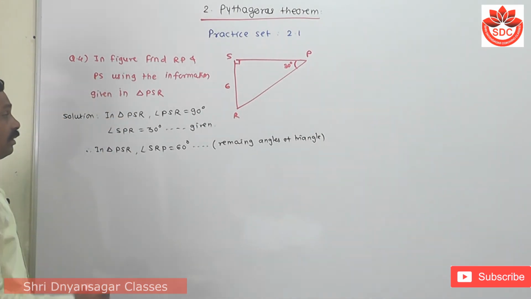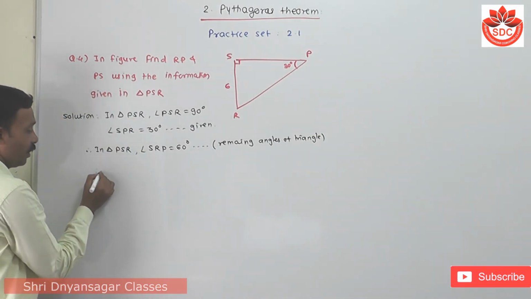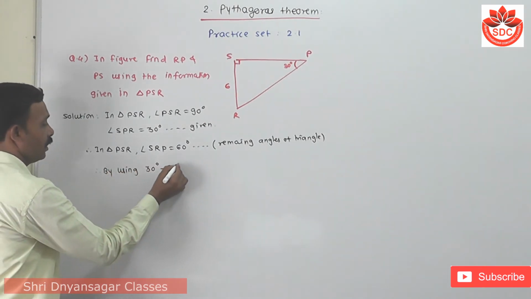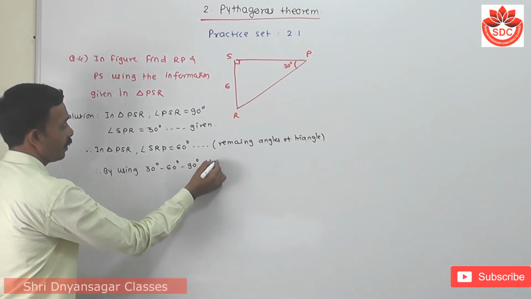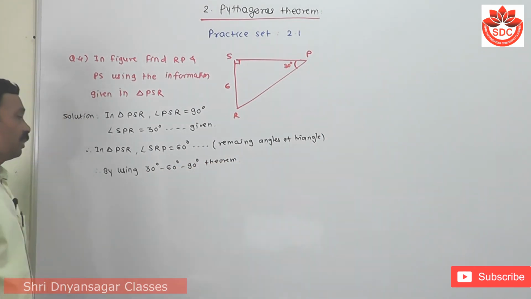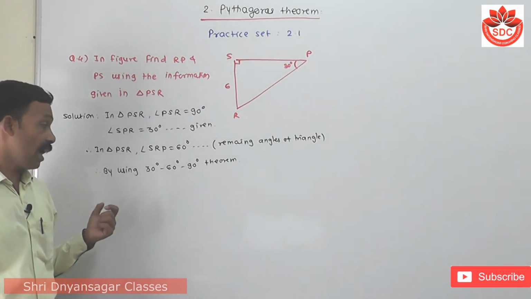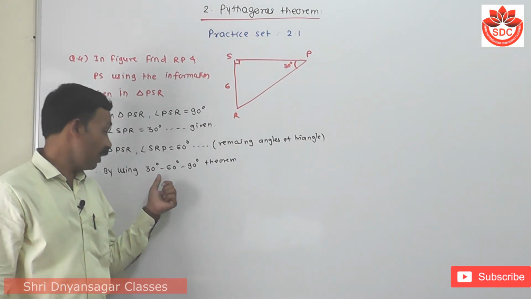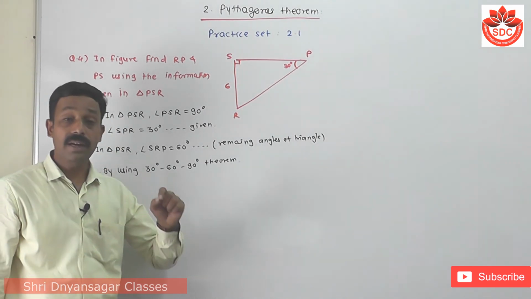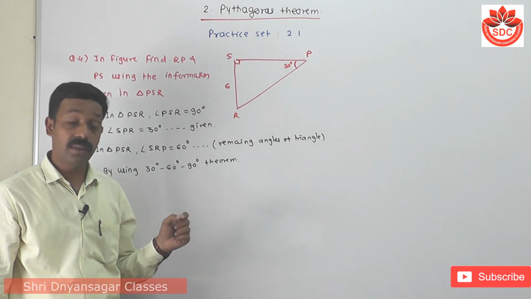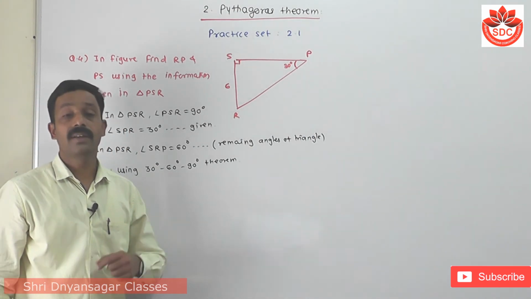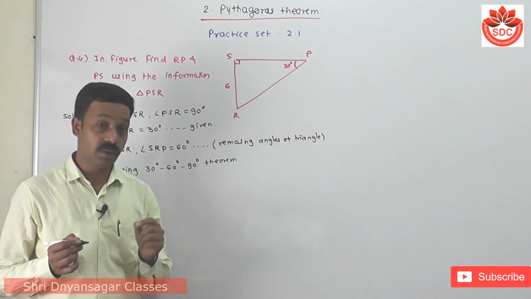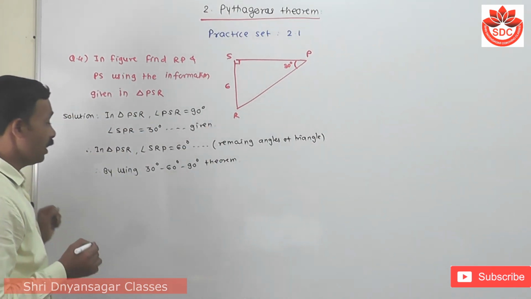Okay, then in this triangle, by using the 30, 60, 90 degree theorem, which we discussed in 9th standard. This theorem tells us that in a right angle triangle, if the angles are 60 and 30 degrees, then the side opposite to 30 degrees is half of its hypotenuse, and the side opposite to 60 degrees is root 3 upon 2 times its hypotenuse. We use this statement to solve this example.